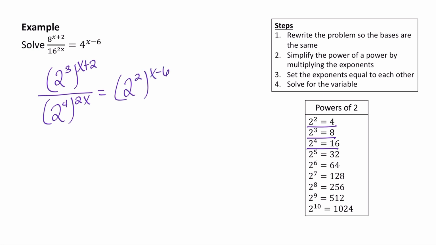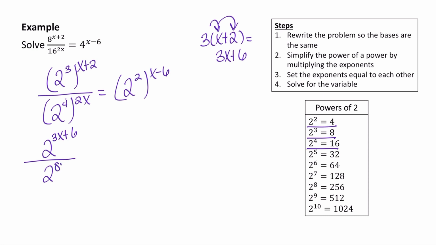Okay, so on the left side, we need to multiply that 3 times x plus 2. And so that distributes, which gives us 3x plus 6. Okay, so in the numerator, we have 2 to the 3x plus 6 over, and then we have 4 times 2x, so that's 2 to the 8x. And that equals 2, and then we have 2 times x minus 6. So we're going to distribute that 2, so that's 2x minus 12.